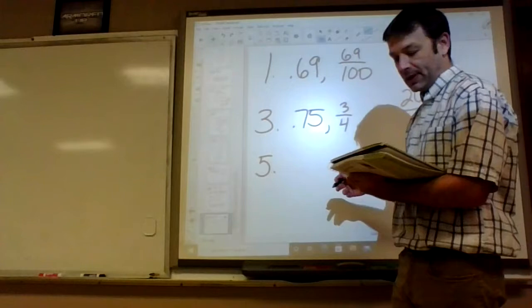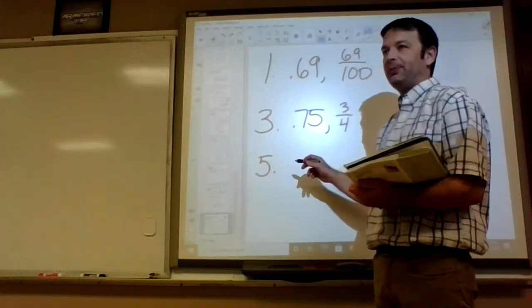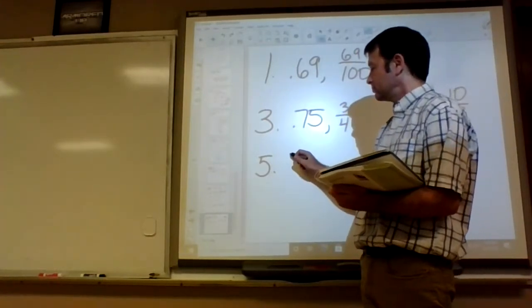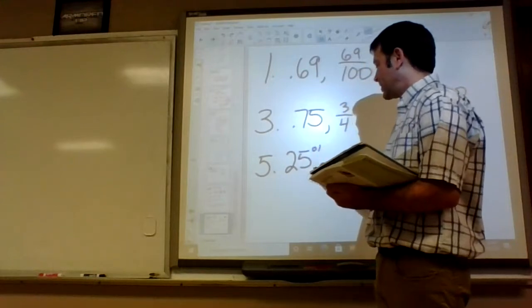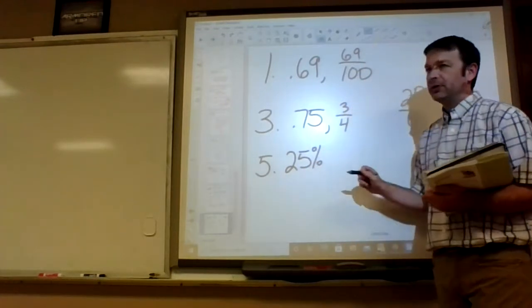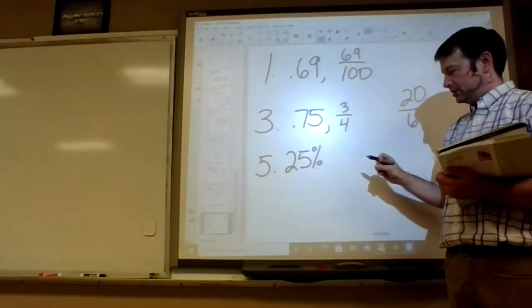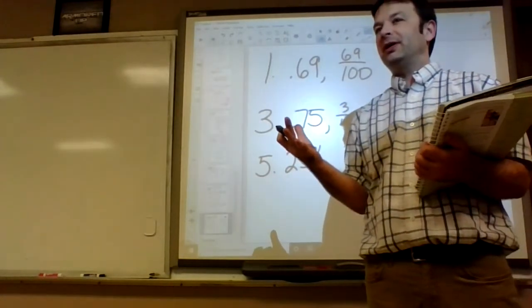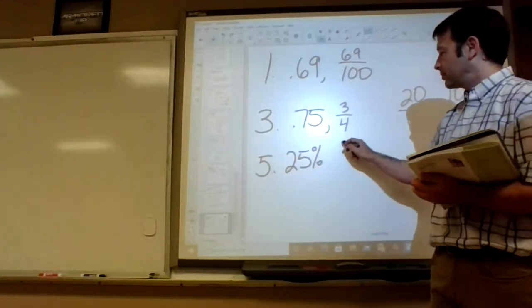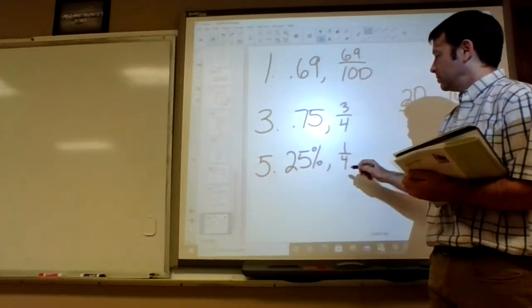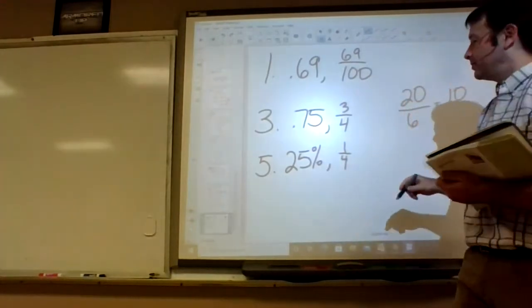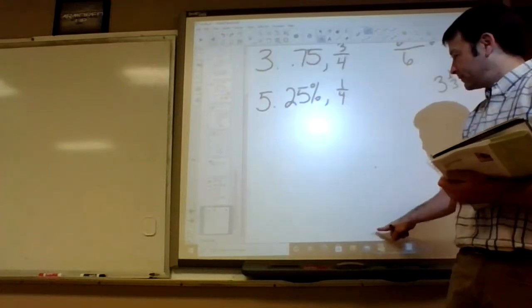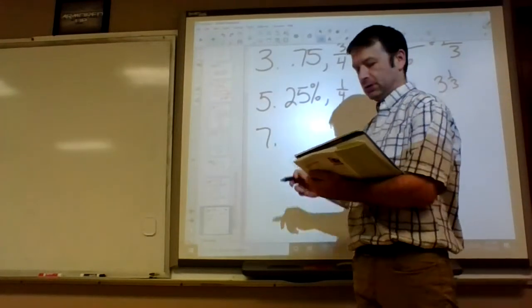Number 5, 0.25, what's that as a percent? 25%. What's that as a fraction? 1/4. It's kind of like 25 cents out of the dollar, right? What fraction is that? 1 over 4. Yeah. 25 and 100 both divide by 25.